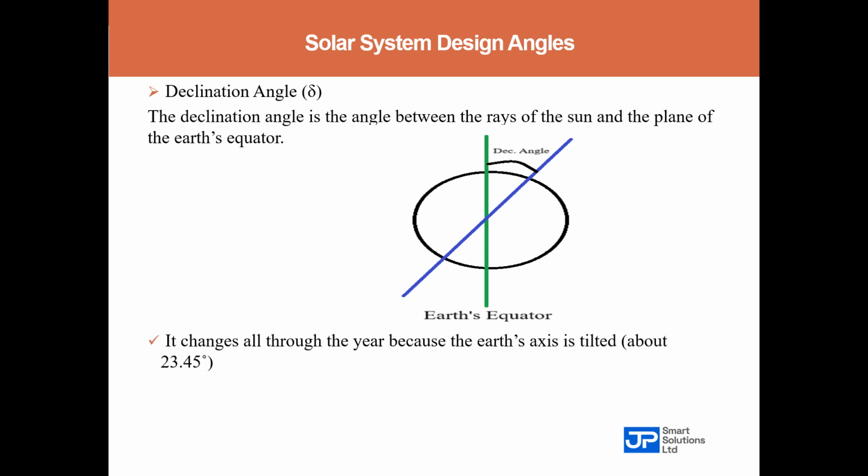How do we calculate this declination angle? We have this formula over here where the declination angle is equal to 23.45 degrees multiplied by the sine of 360 over 365 multiplied by 284 plus n, where n is equivalent to the day of the year. For example, January 1st is equal to 1 and December 31st is equal to 365. So depending on the day of the year, we can factor in the n value and obtain our declination angle.